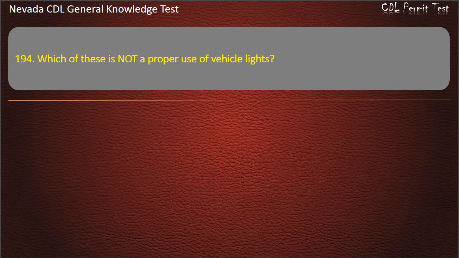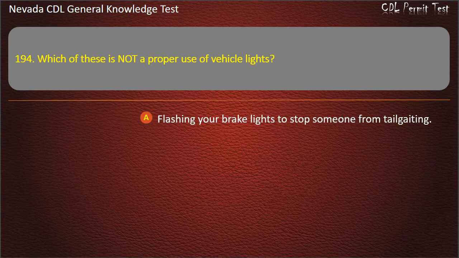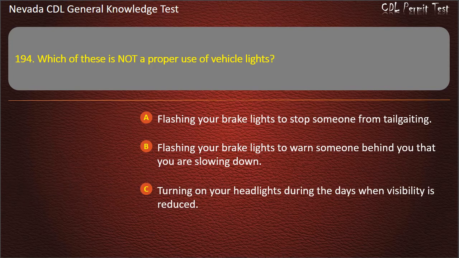Question 194. Which of these is not a proper use of vehicle lights? Flashing your brake lights to stop someone from tailgating. Flashing your brake lights to warn someone behind you that you are slowing down. Turning on your headlights during the days when visibility is reduced.